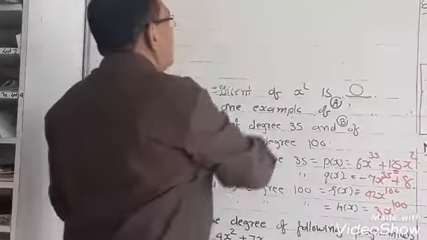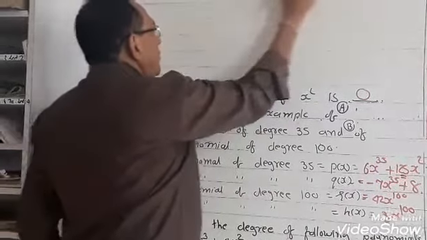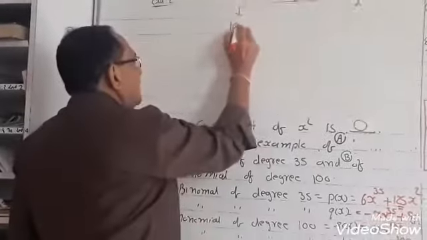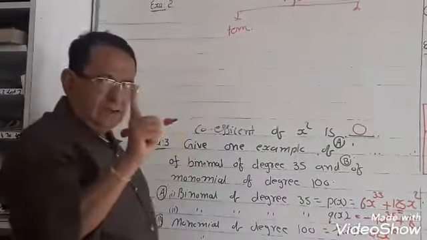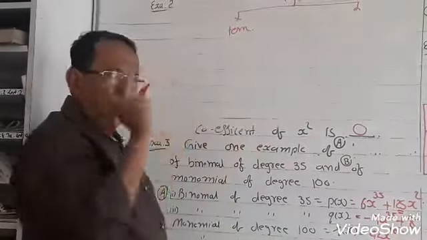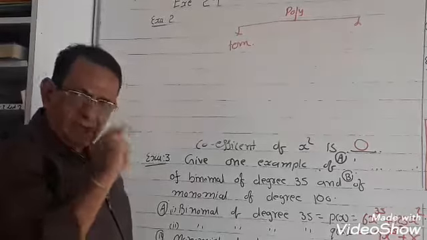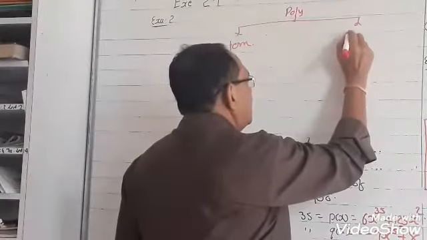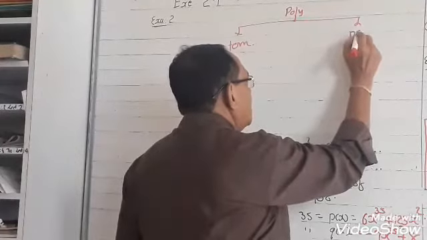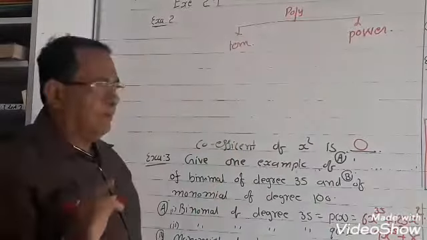Polynomials can be classified into 3 according to the terms. Monomials, there is only one term. Binomials, there are only 2 terms. Trinomials, there are only 3 terms. Clear? Then according to the power, according to the degree, the index, the exponent, whatever it may be.